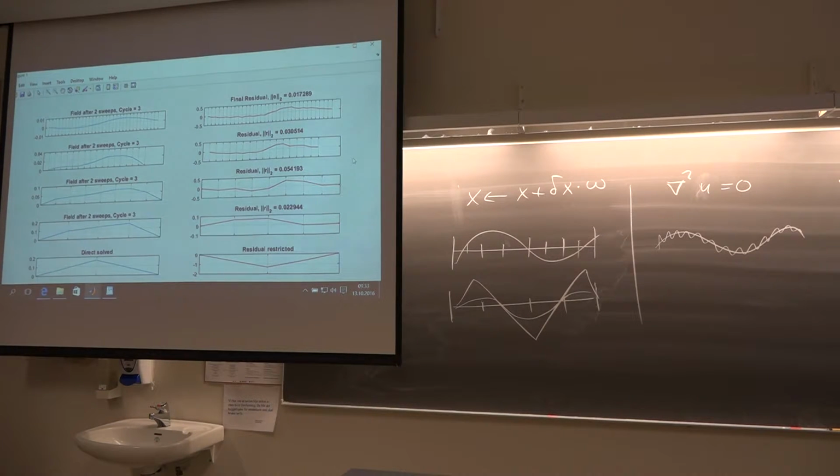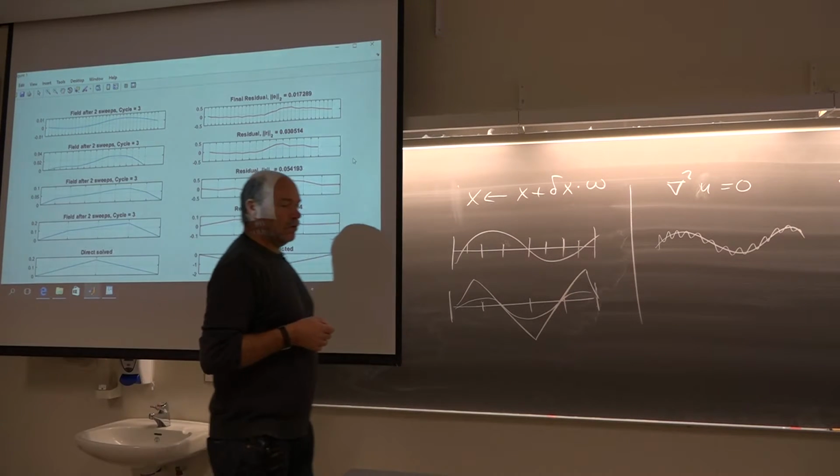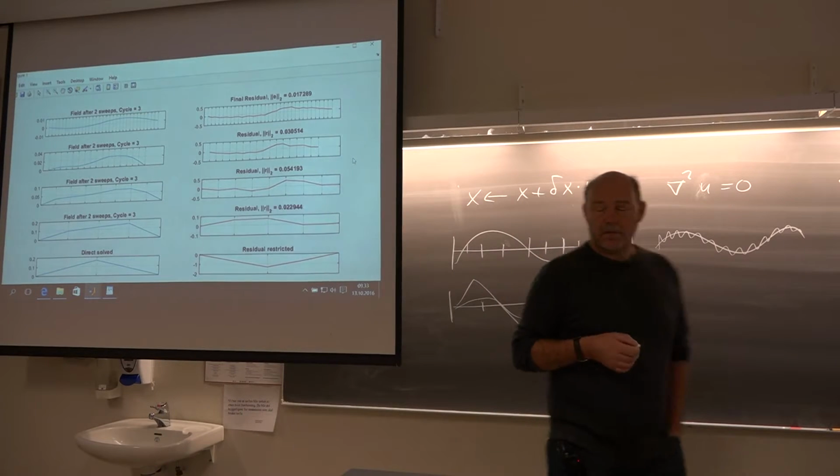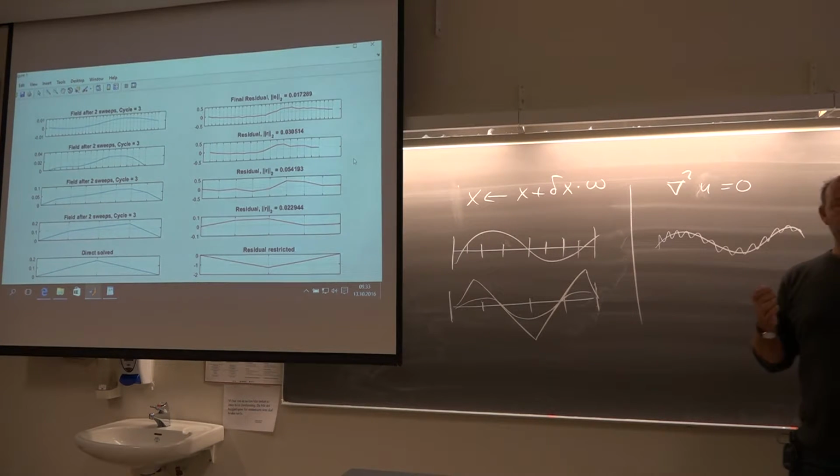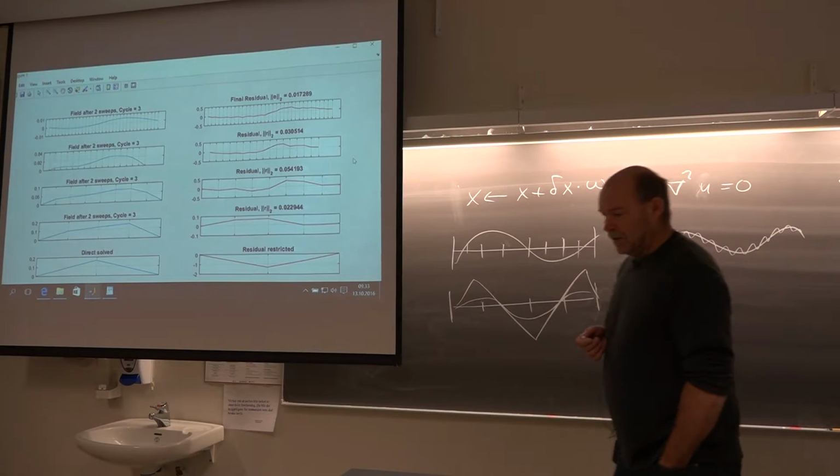Multigrid is the most efficient method known today. It can solve an equation system. When you have n equations with n unknowns, it can solve it with order n operations, and it's the only algorithm that can do that. So multigrid will be the fastest.